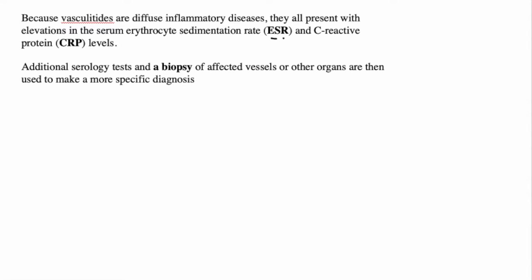So specifically ESR and CRP, right, they are elevated, but again, as I said, the raised ESR and raised CRP are not a pathognomonic feature of a particular vasculitis, right? They are common to all kinds of vasculitis. Some additional serological test or biopsy of the affected vessel or other organs involved may be used to make a more specific diagnosis. So elevated ESR, elevated CRP plus some serological test or biopsy, right, that will help you in reaching the diagnosis.